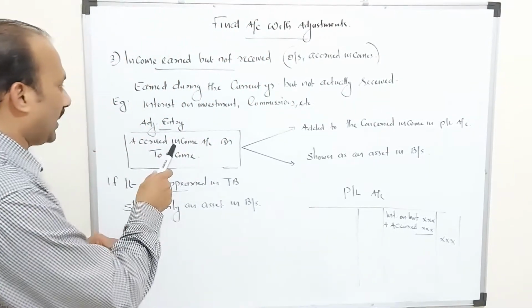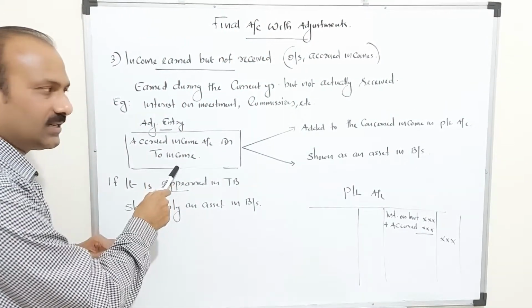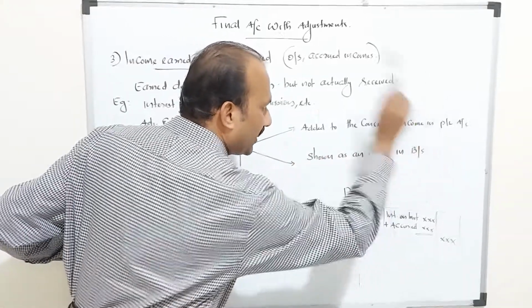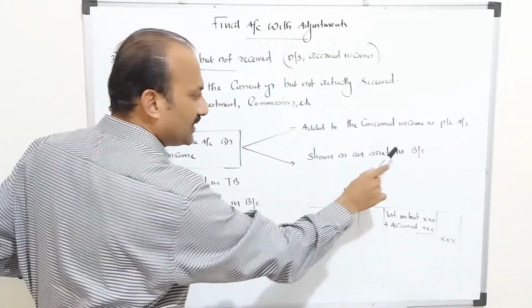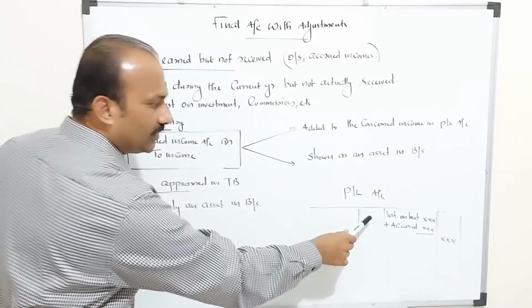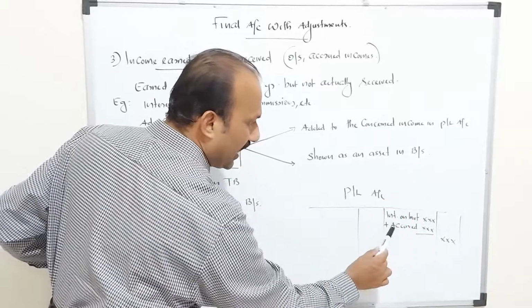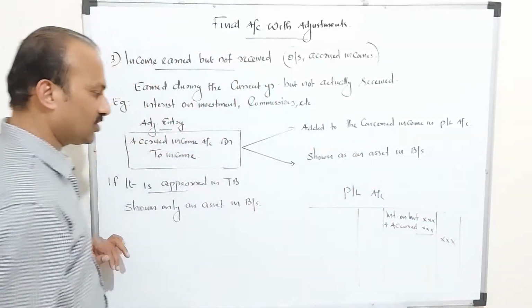Here, the journal entry is accrued income account debited to income. The treatment is that it will be added to the concerned income in the P&L account and shown as an asset in the balance sheet. While preparing the profit and loss account, you can show it like this: interest on investment is this much, add accrued income, and in the outer column, the net amount.